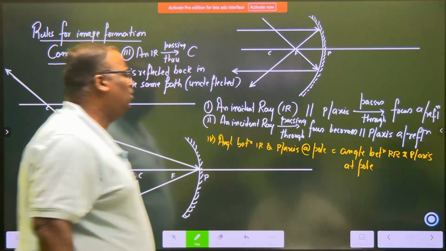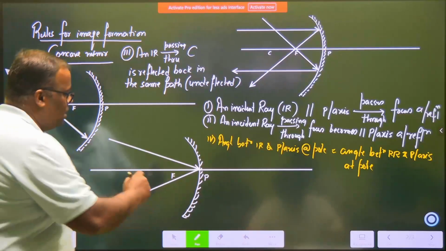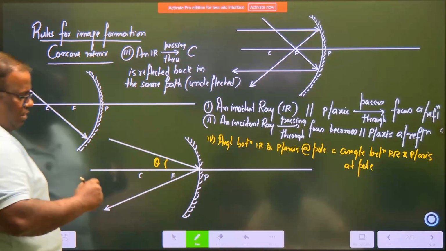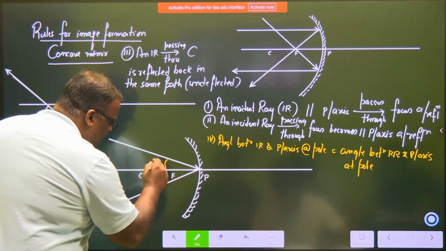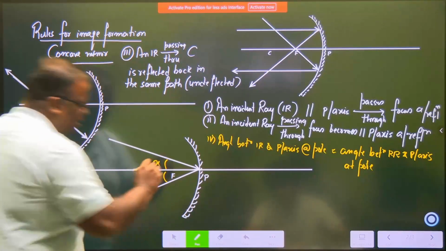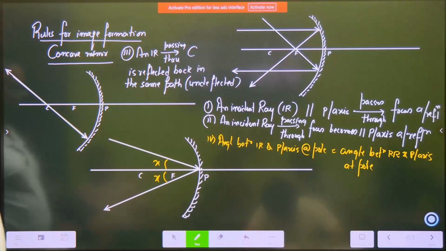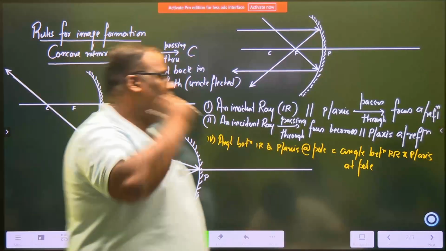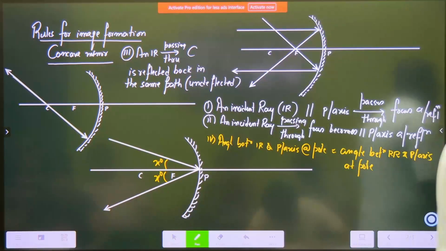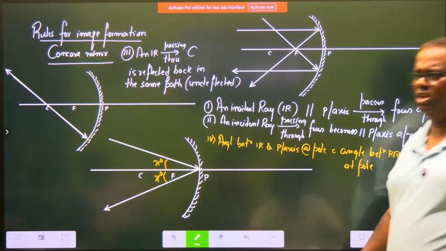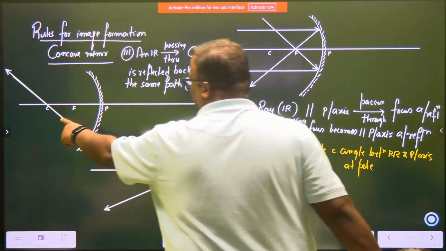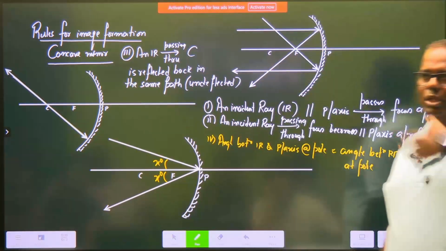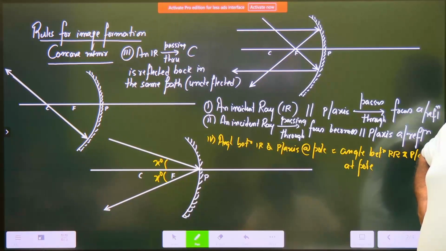Whatever you write, the angle of incidence at pole is equal to the angle of reflection. If this angle is x, this angle is also x. So the 4 laws, we will be using these laws extensively. Which laws will we use more extensively? This one and the first one. The work gets done with these two only. Understood?